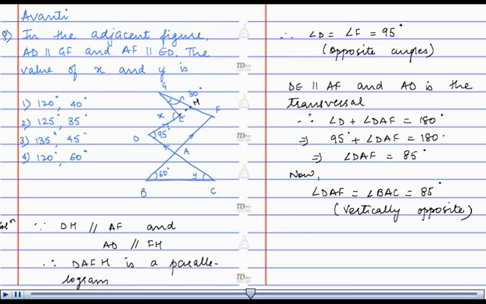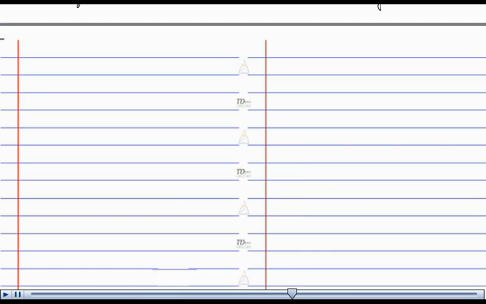Now, consider triangle ABC. We have angle A plus angle B plus angle C is equal to 180 degree. This implies 85 degree plus 60 degree plus Y is equal to 180 degree. Solving the above, we get Y is equal to 35 degree.